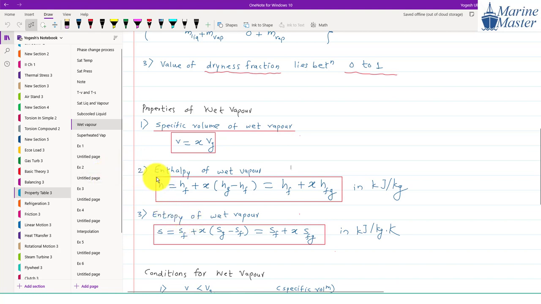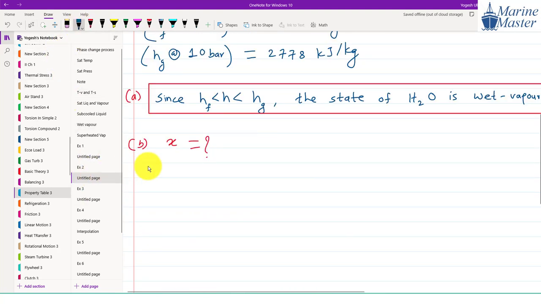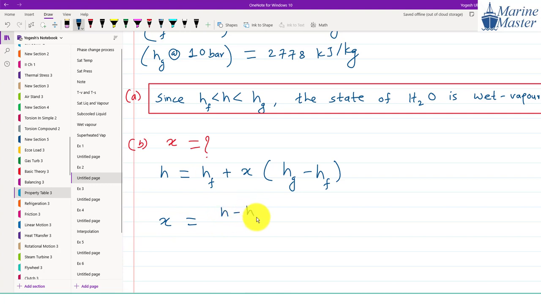So I am going to use the second relation because we have enthalpy. What is the second relation related with enthalpy? H will be equal to HF plus X into (Hg minus HF). So X will become H minus HF divided by Hg minus HF.